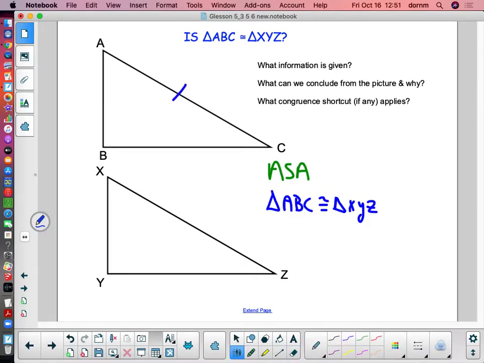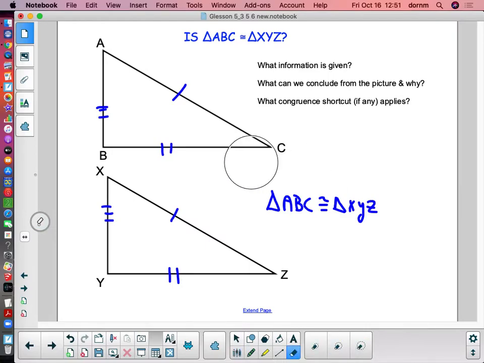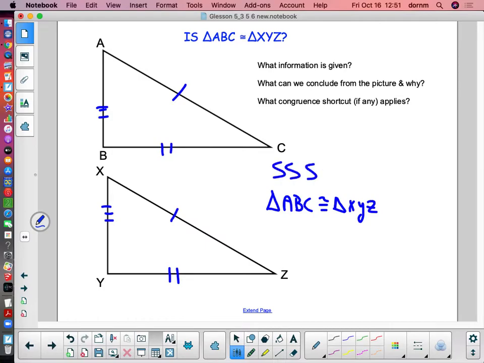Let's try this one. I think you probably are ready. By the time I got done marking it, I said, oh, that's an easy one. That's just side, side, side. Side, side, side is usually very obvious. None of the angles are being used, just the sides.